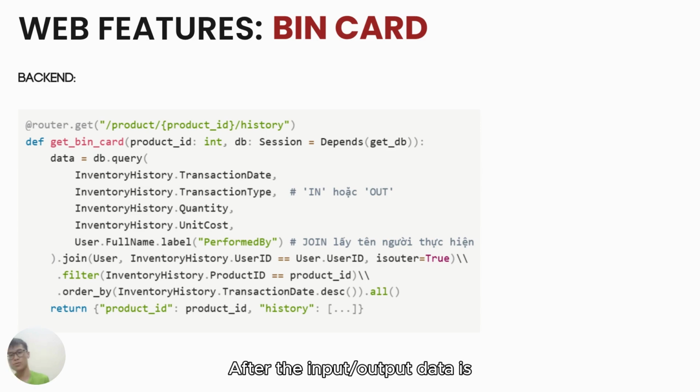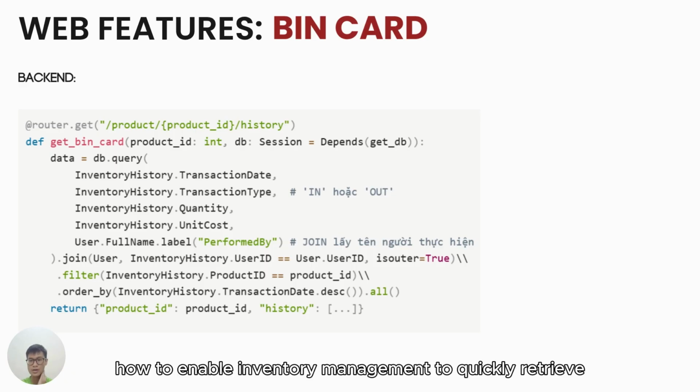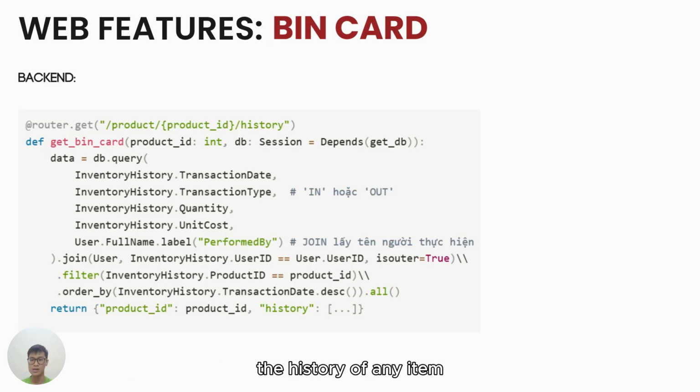After the input and output data is securely recorded in the database, the next challenge is how to enable inventory management to quickly retrieve the history of any item. In practice, this is the inventory card, the bin card hanging on the shelf. To digitize this card, our team designed the Get Bin Card API. The code displayed on the screen is the backend processing code using SQLAlchemy. We extracted the four most essential data columns: date, transaction time, quantity, and unit cost.